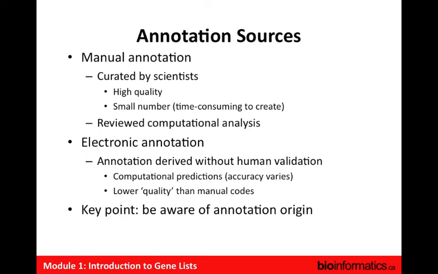This accuracy varies. Some of these computational predictions are actually really good, but in general it's considered lower quality than the manual type of annotation. Here's an example of a type of computational annotation that's really good. There's a couple of examples.